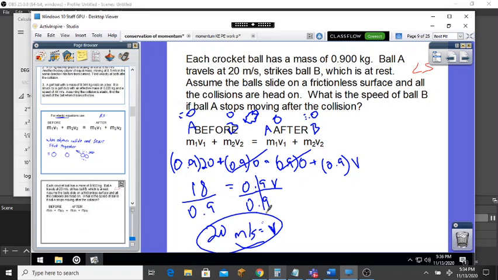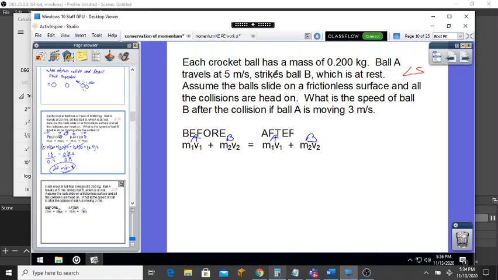Let's do another example. So here, let's say it's the same thing, like a billiard ball or a croquet ball. Here it says that you have two of them, and we're going to label them A and B. Sometimes it might say red object and blue object. As long as you label them, you should be okay. Here we know that each one has the same mass. That's not always going to be the case. Just do whatever the problem is telling you and you should do fine, okay?